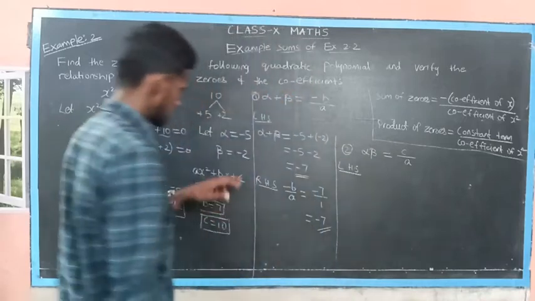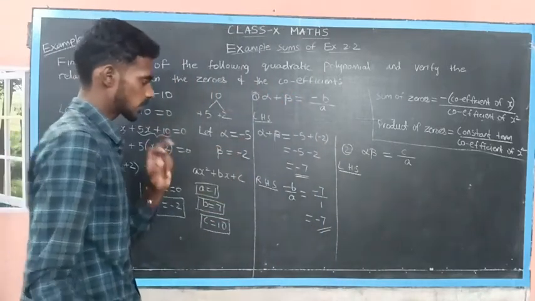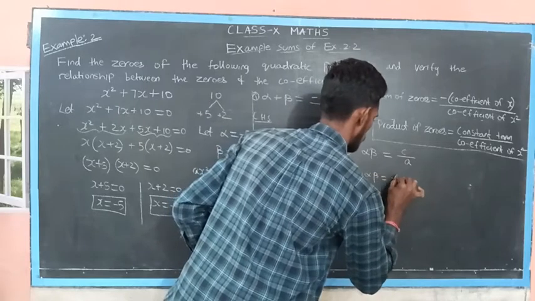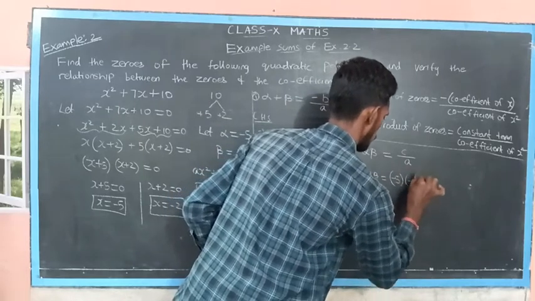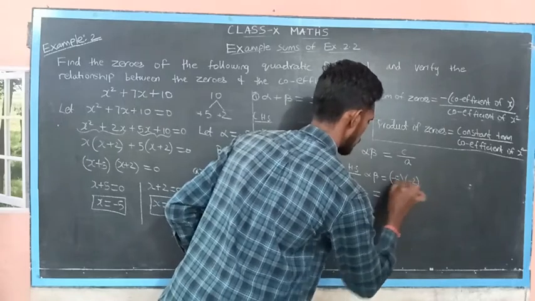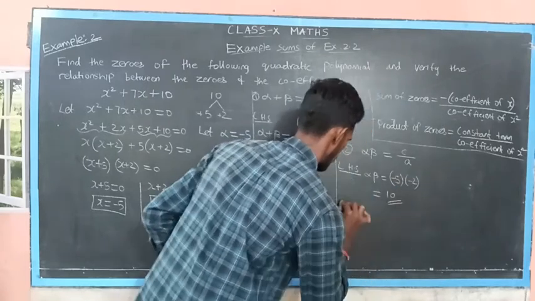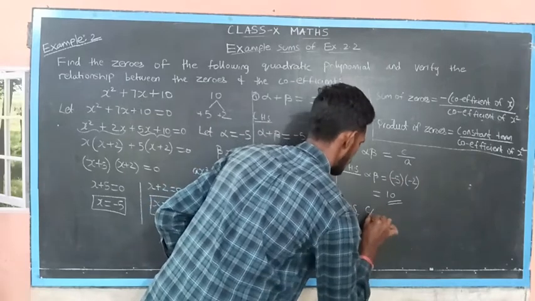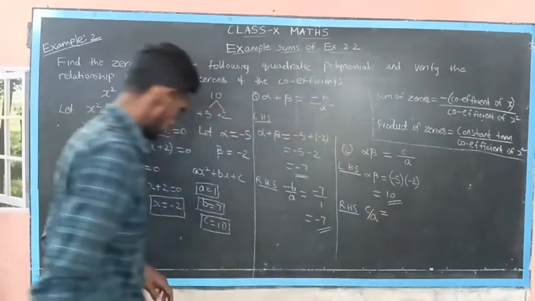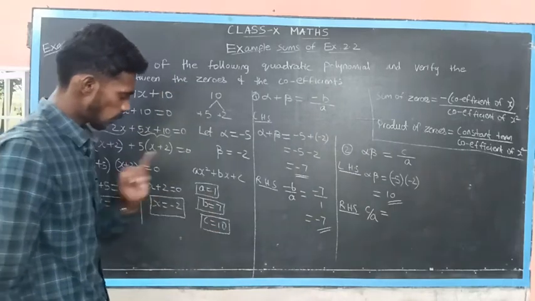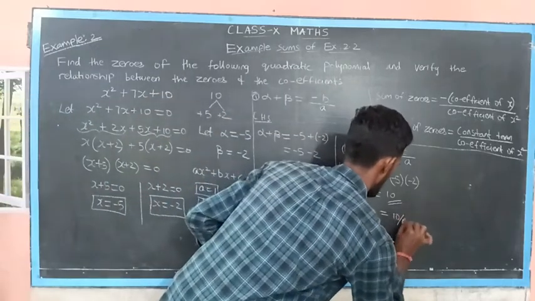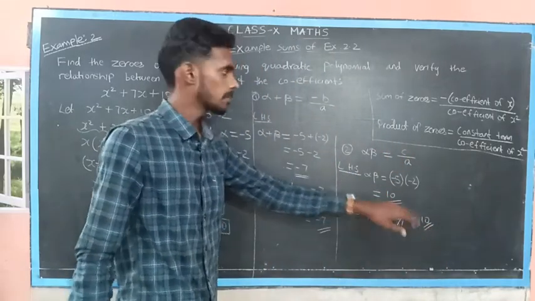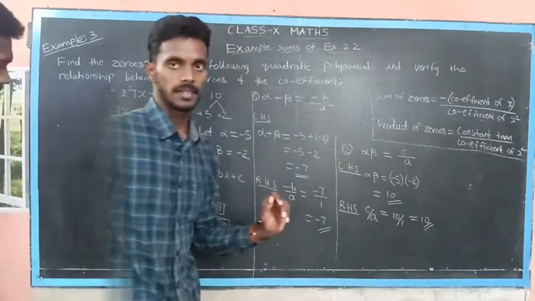Alpha into beta is equal to minus 5 into minus 2, which gives plus 10. Then consider the RHS, it is C by A. So, C by A gives 10 by 1, which gives 10. Thus, LHS and RHS are same. So, second condition is also verified.